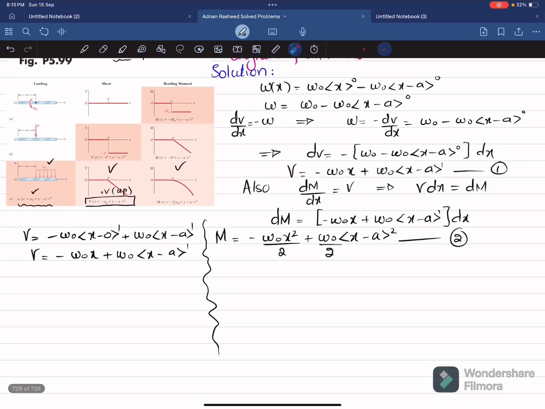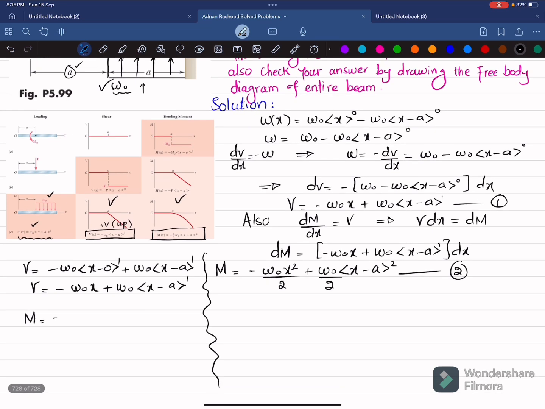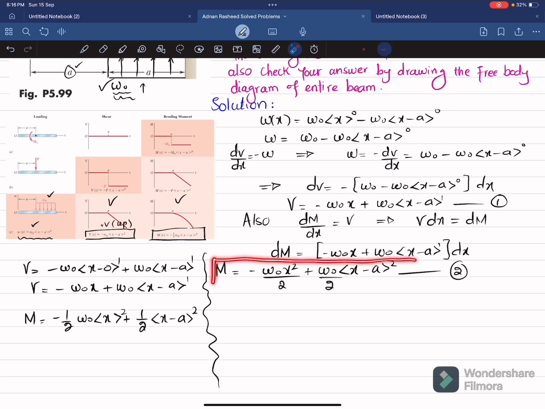Similarly, you can also find the moment equation. So the moment equation is this one, clear? So for this uniformly distributed load of W naught, I can write minus 1 over 2 W naught into x minus A, A is 0, so x square, plus 1 over 2 W naught, because this W naught is upward now, so it will be plus into x minus A power 2. So you can see this is the equation. This equation and this equation both are same.